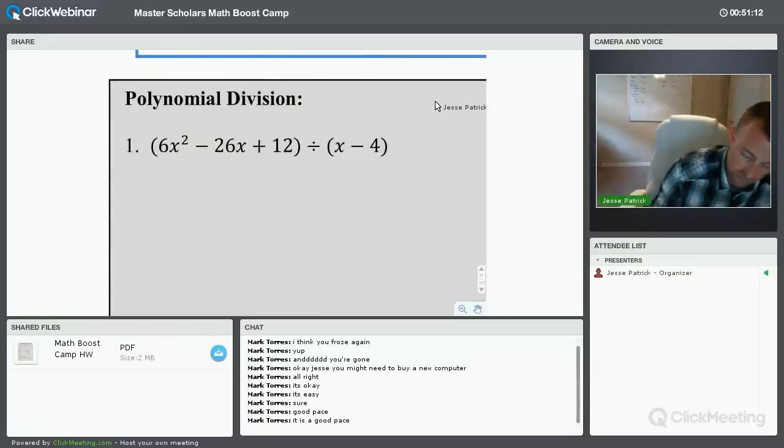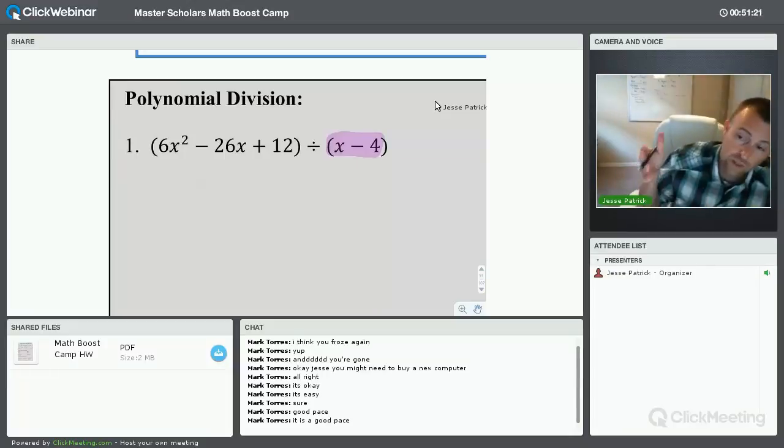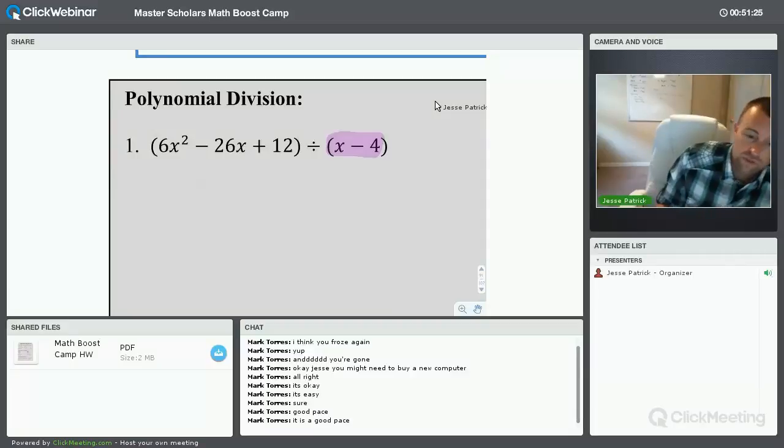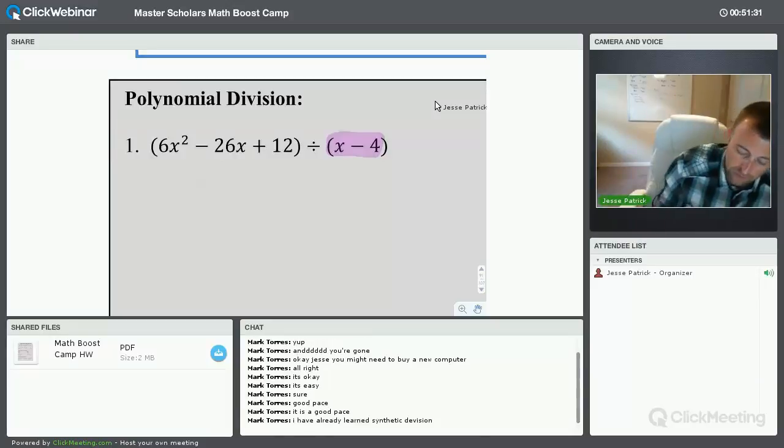Now, the only time you can do synthetic division is if you're dividing by a linear factor. So if I was dividing by something like x squared minus 4, I could not use synthetic division. I would be forced to do long division. But because I have yet to see that be forced on the SAT, I'm not going to teach that. I'm going to talk about it. So I'm going to do synthetic division. Here's how you do it.